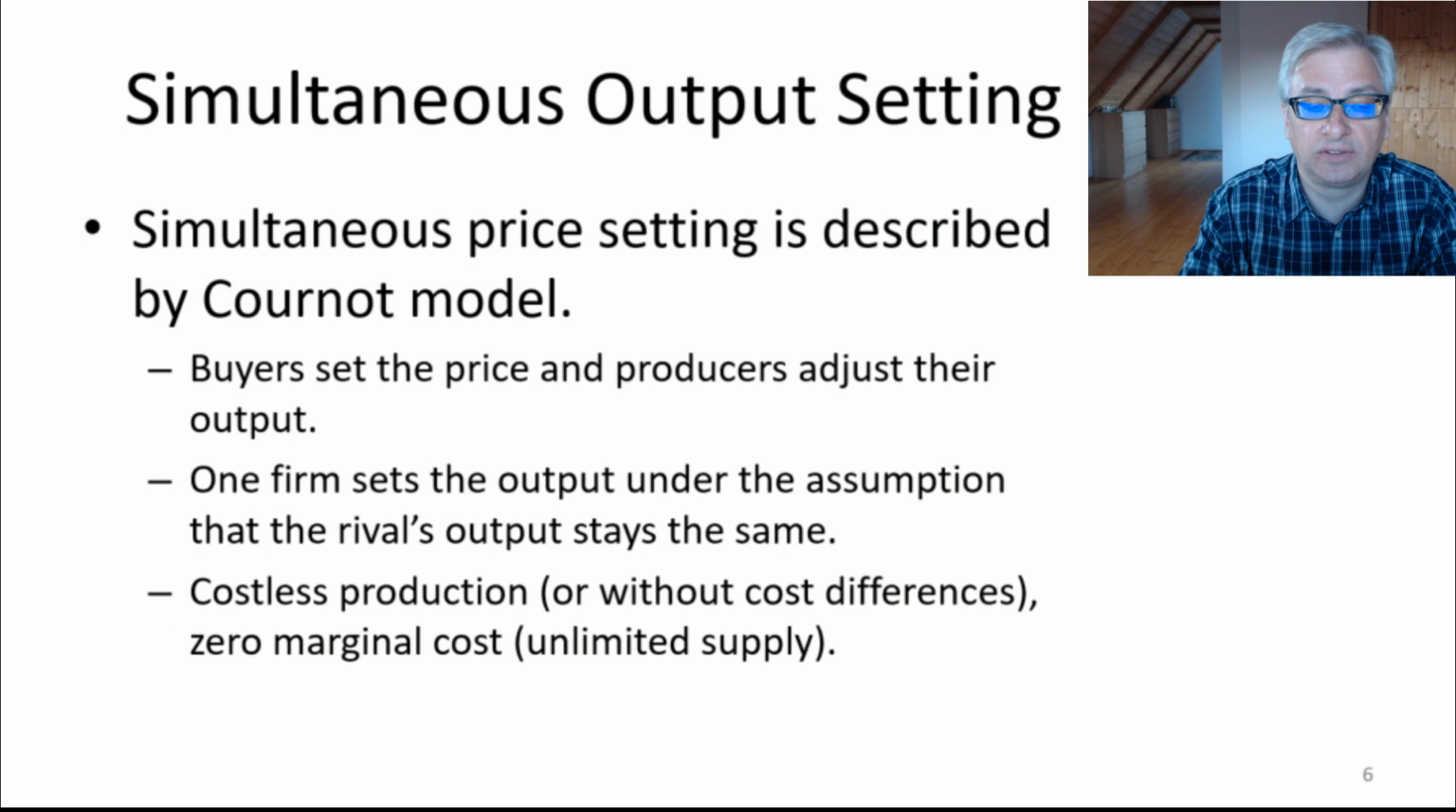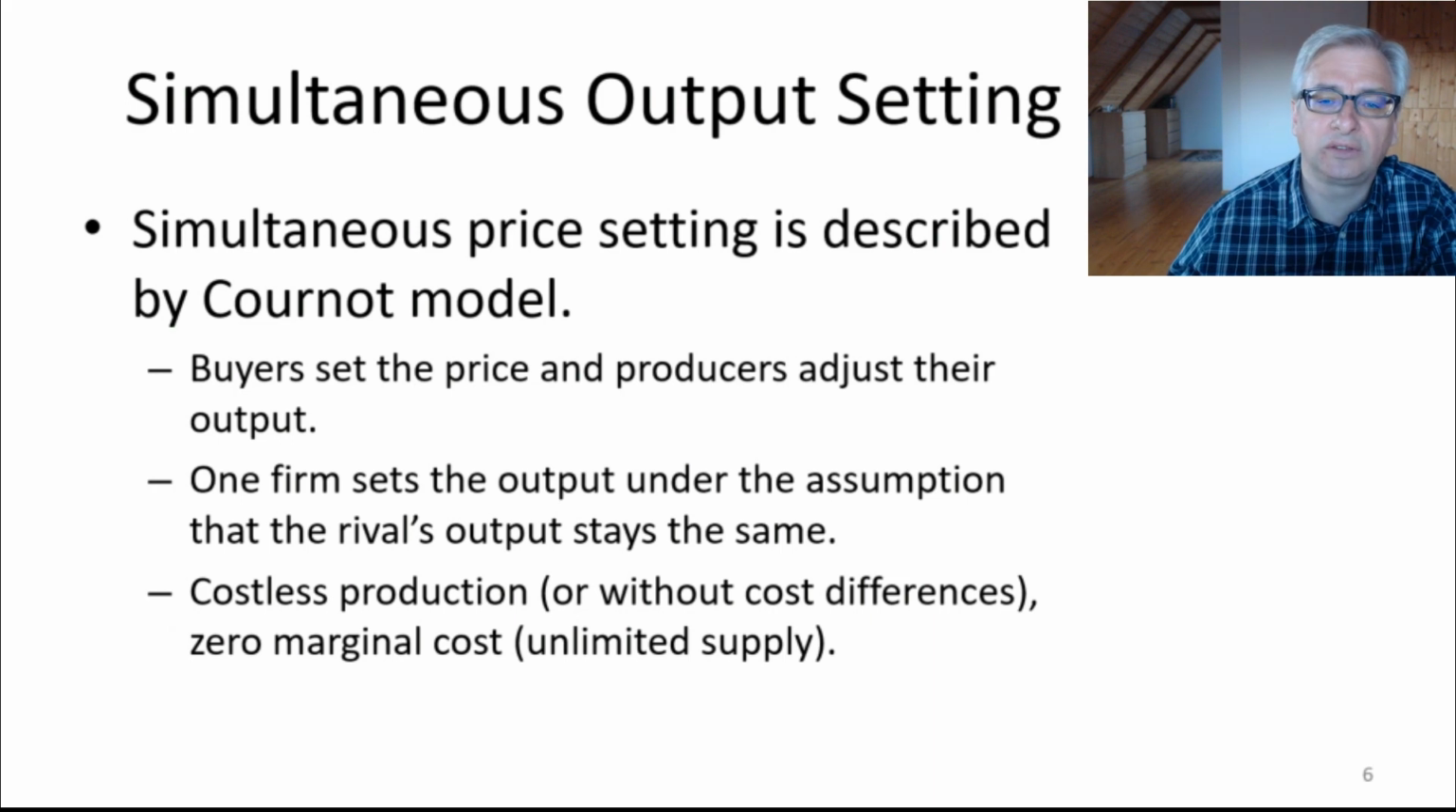We will simply say it's not costless production, but it is without cost differences for both businesses. And zero marginal cost is a well-known example of a water producer, mineral water producer. Once you create the well and you are able to get water from underneath the surface of Earth, then actually the marginal cost of 1 liter of water is so close to zero that we can assume this is costless.